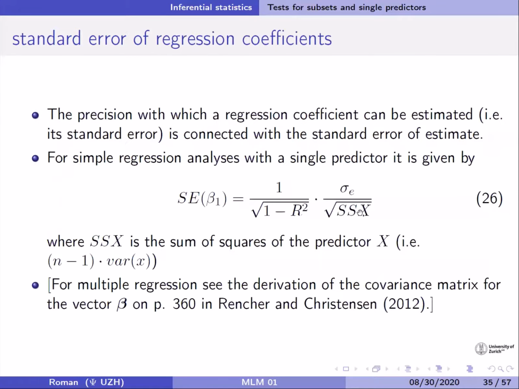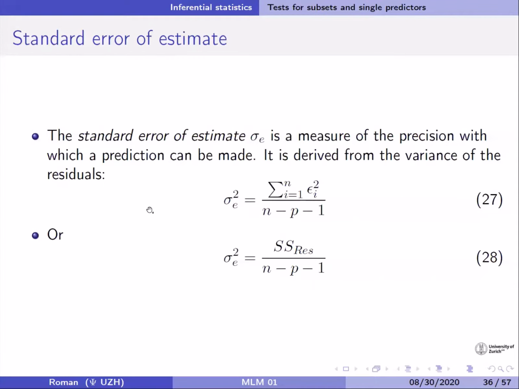So to reiterate, the standard error is a measure of precision around our estimate of the slope. It's a variance term that tells us how confident we are of our slope estimate. This allows us to make decisions regarding if the slope estimate is greater than or less than 0, or indistinguishable from 0. The standard error of the estimate, however, is a measure of the precision with which a prediction can be made, and it's derived from the variance of the residuals.